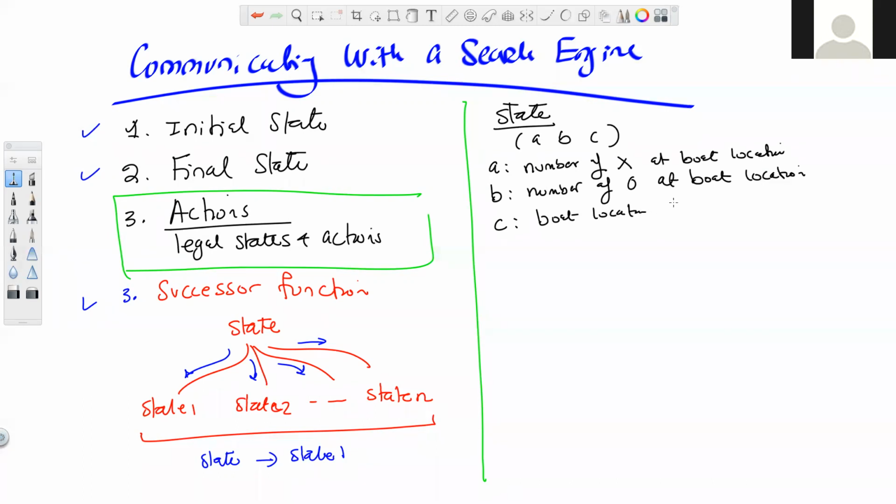And for this, you can do whatever you want. T is boat on right, and then I will have nil for boat on left. Okay, so this list first tells me where the boat is, whether it's on the left or on the right, and then gives me the number of X's and the number of O's on that side where the boat is, and that should capture the state completely.